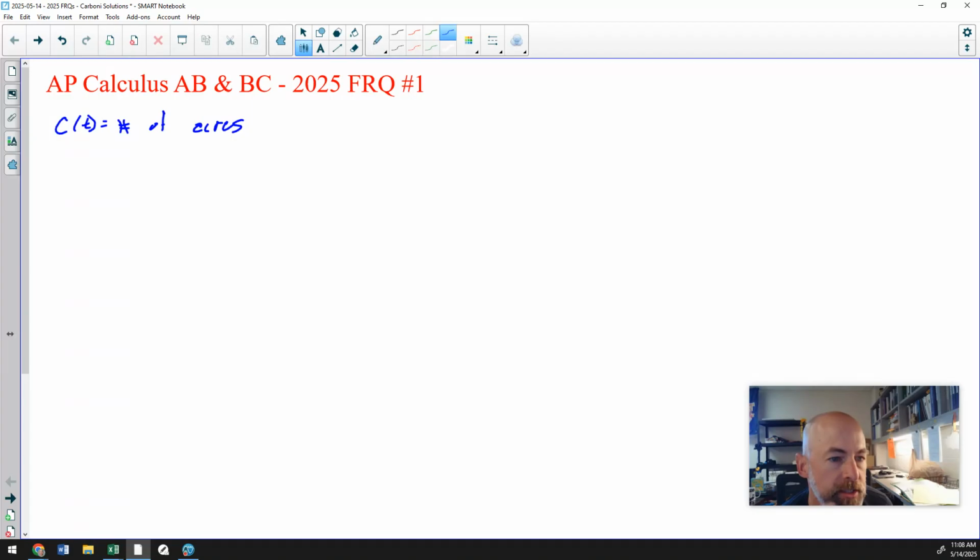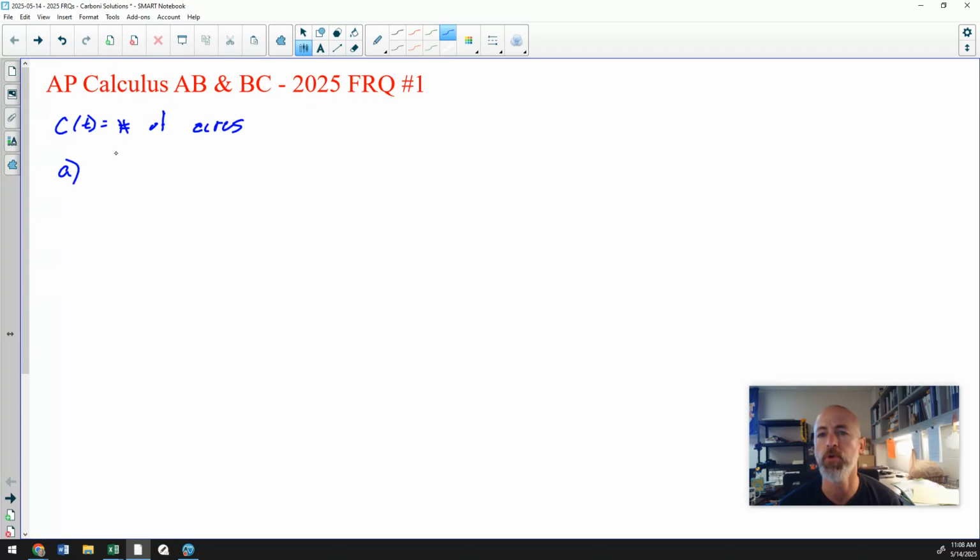T is weeks after the species appears, and they also give you C prime. That's nice of them. Okay, so find the average number of acres affected by the invasive species from 0 to 4. Okay, so the average, this is an average value theorem question. So question A, they give you the function C of T, and they want you to find the average value of C of T. So we're just going to do the average value theorem.